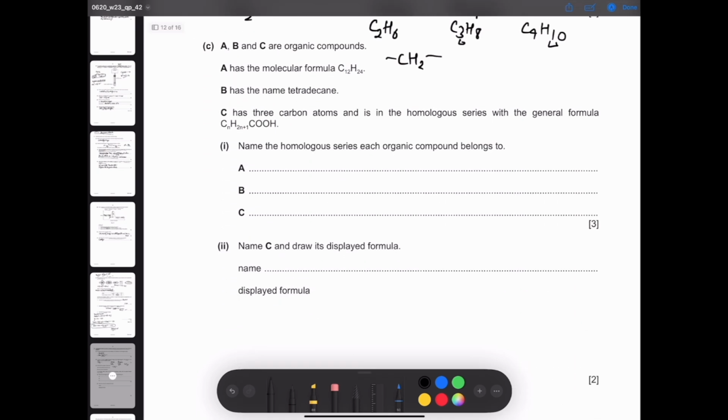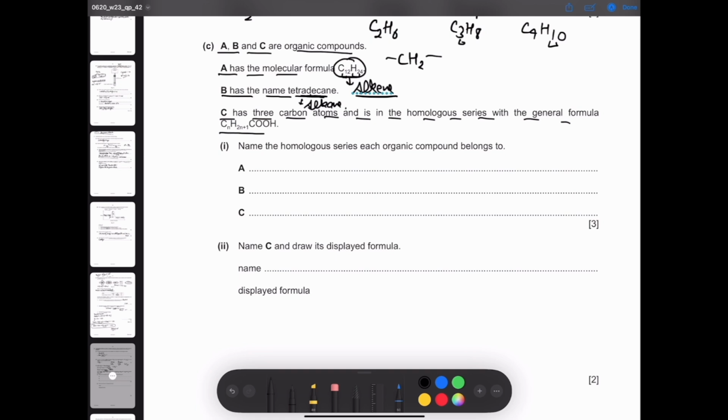Alright. Next question. A, B and C are organic compounds. A has the molecular formula C12H24. So this is an alkene. How do I know this? In alkenes, the hydrogen atoms are exactly double of the carbon. B has the name tetradecane. So see, this is a tetradecane, means alkane. C has 3 carbon atoms and is in the homologous series with the general formula CnH2n plus 1 COOH.